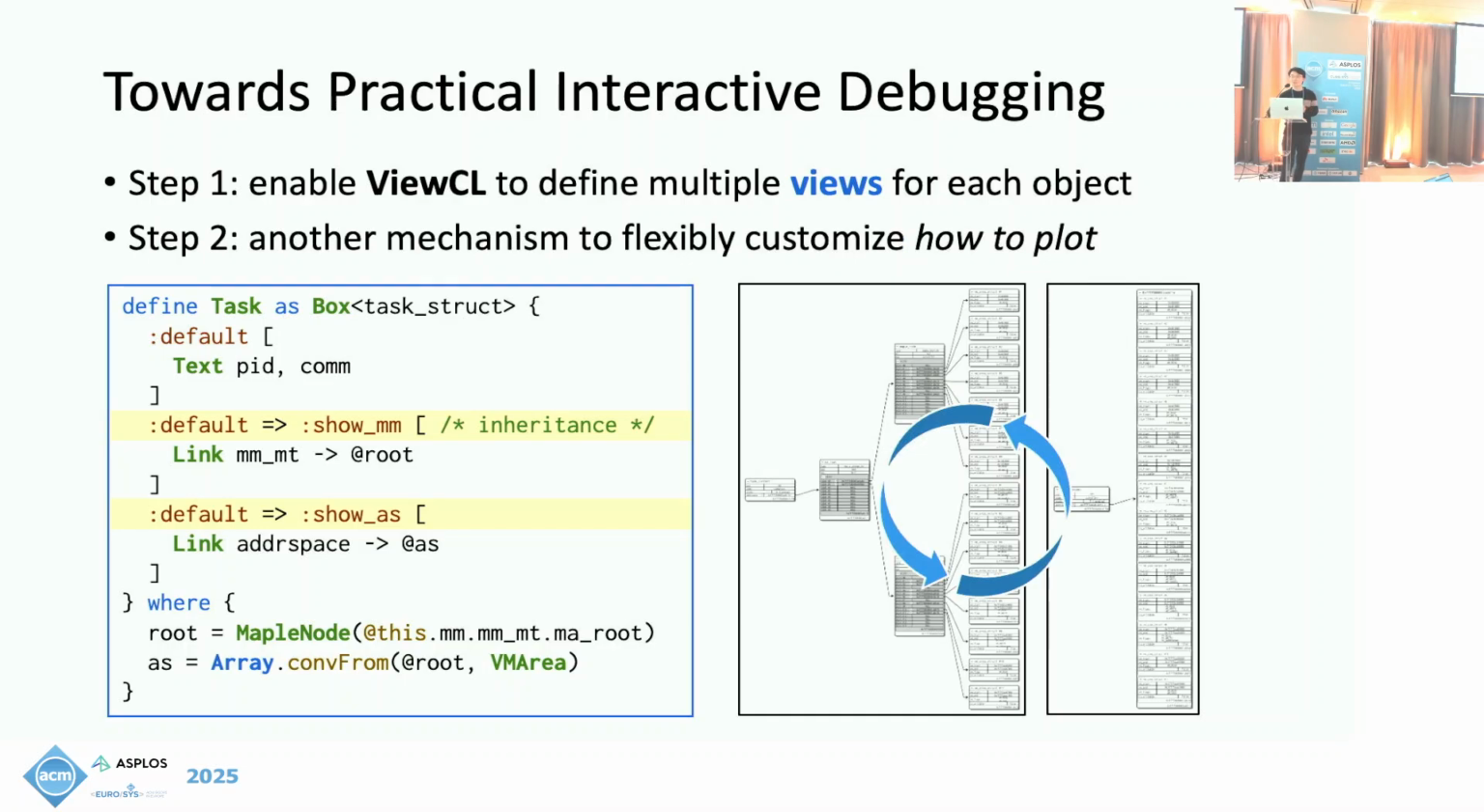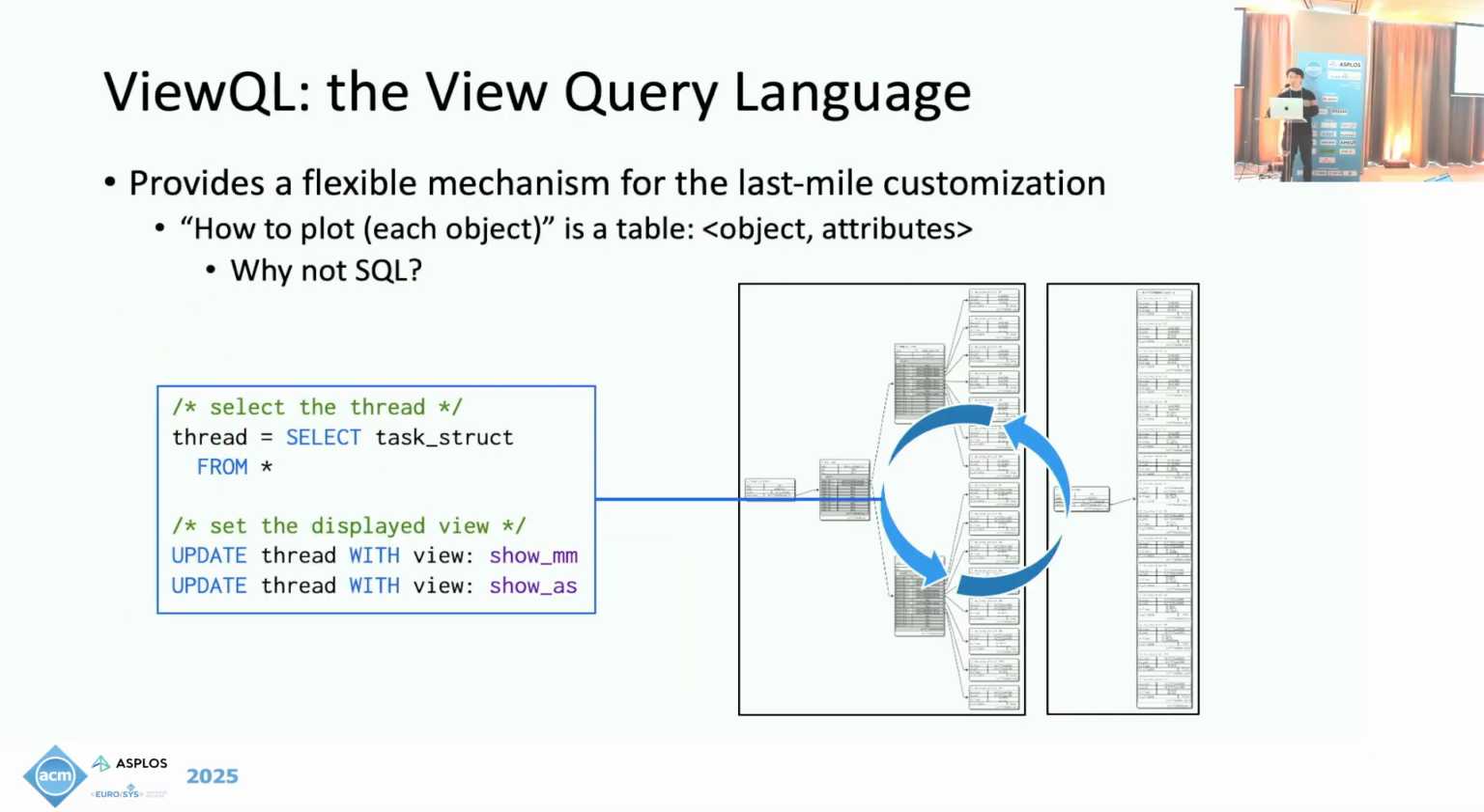Secondly, we provide another mechanism to flexibly customize what we actually want during the debugging session. Let's see how to customize what we plot for each object. We define a table where the keys are objects and the values are the displaying attributes of each object. To flexibly update a table, why not use SQL, right?